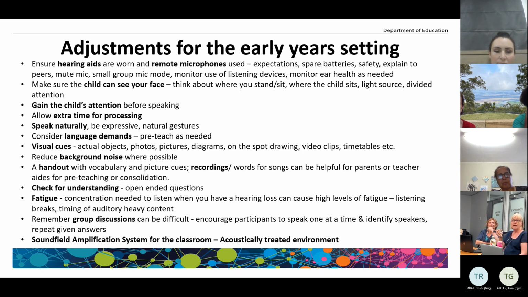Thinking about how you're going to explain to the peers about their hearing loss and their hearing aids so that it just becomes a normal part of them and the kids don't even notice anymore. But talking to the parents about how they want that done.